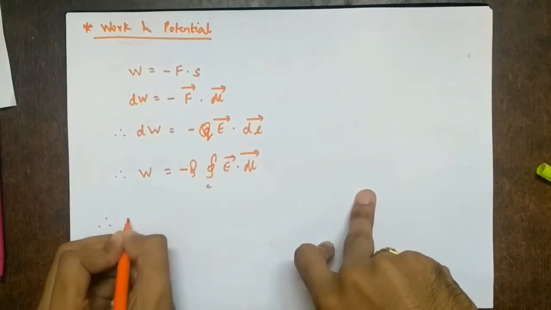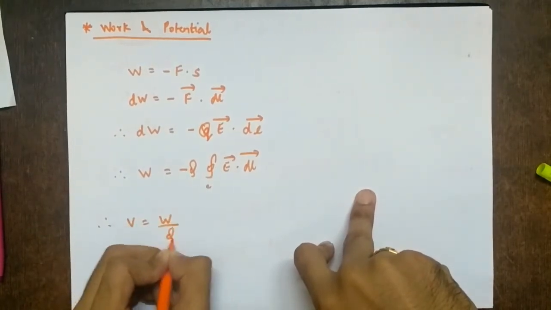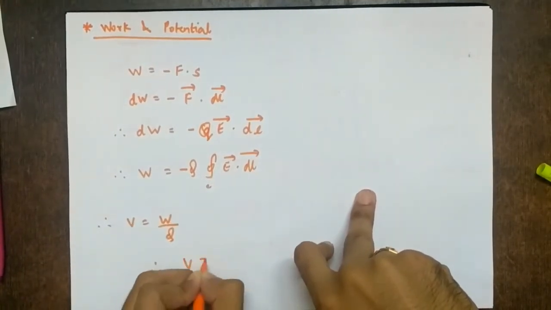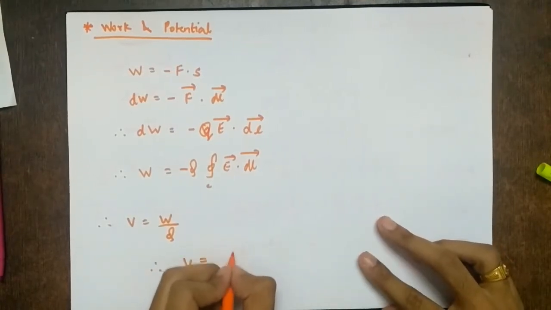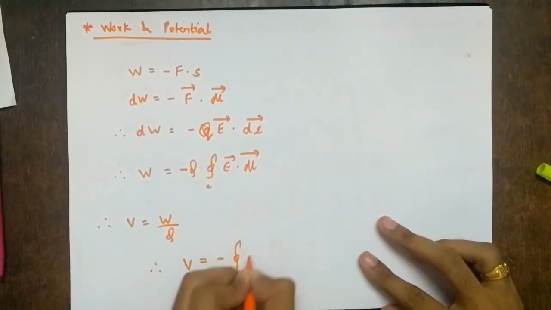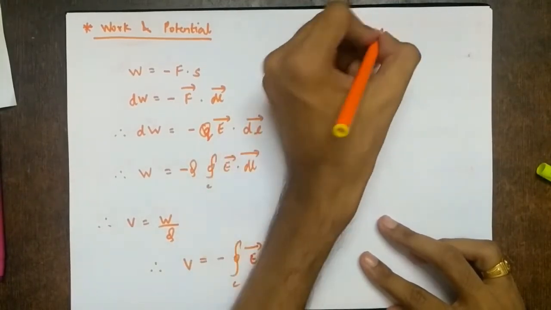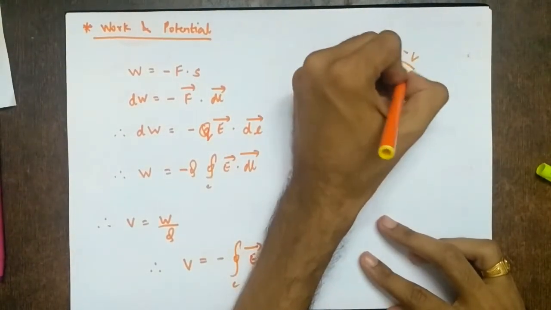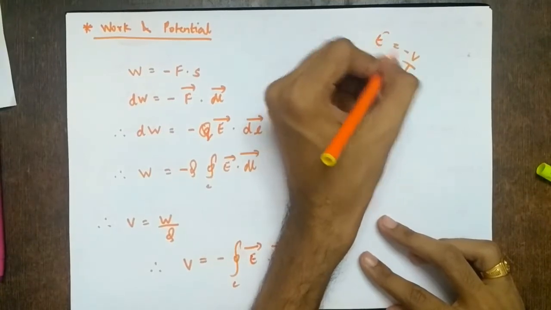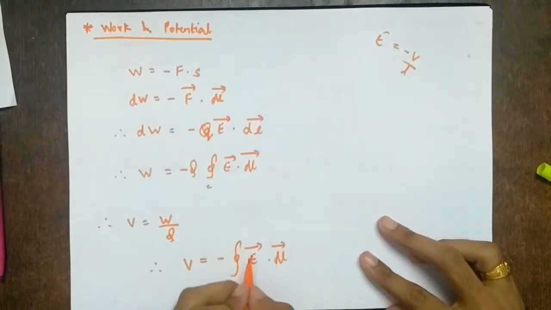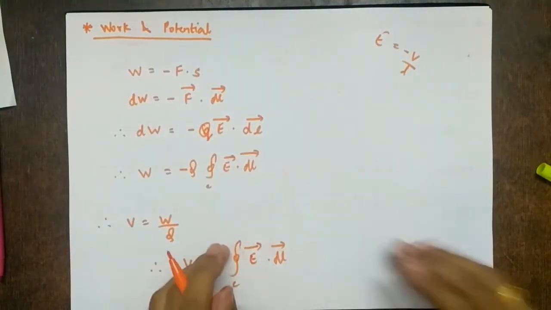Now what is potential? Potential is nothing but work done per unit charge, so therefore potential is minus closed contour integral of E vector dot dl vector. So this is what I meant by saying E is minus V by d. So what is V? Minus E into d. E is electric field, d is length. So that is what we are getting, right?